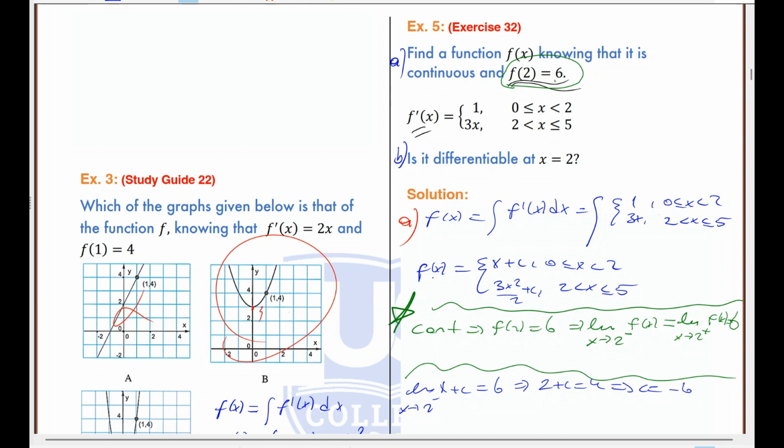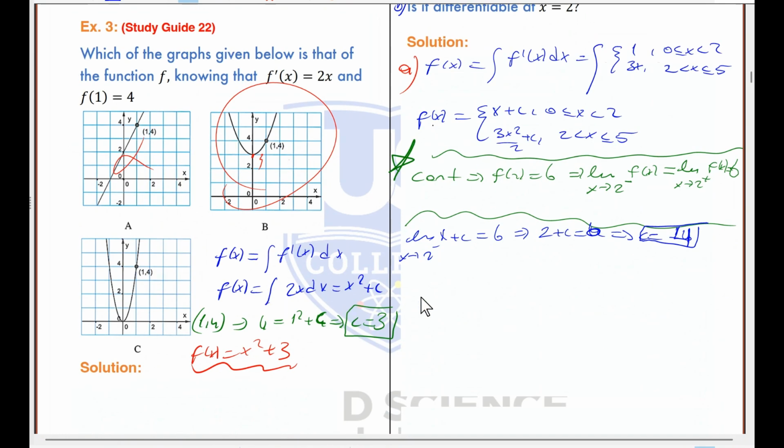So I got, no, c is 4. This is 6, c is 4. Okay, I got one of the c's. The second c, let's check the right side limit now.